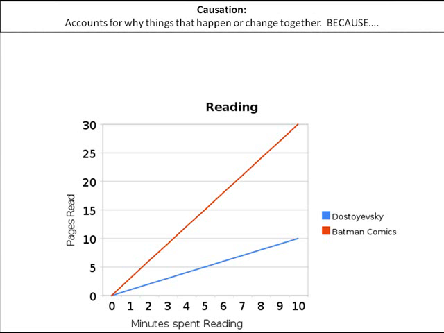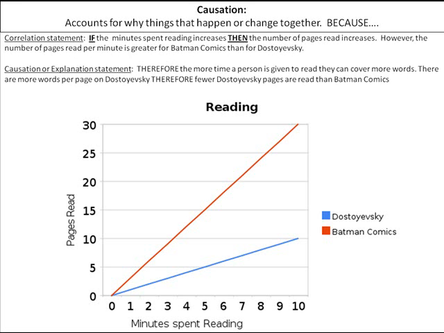Now, can we establish a causation here? A causation accounts for why things happen or change together. It is, if you will, a because or a therefore. So the statement is this. Correlation statement: if the minutes spent reading increases, then the number of pages read increases. However, the number of pages read per minute is greater for Batman comics than for Dostoevsky.